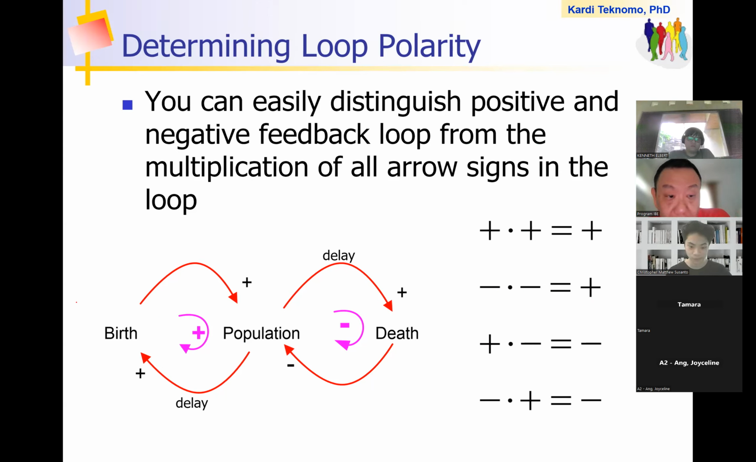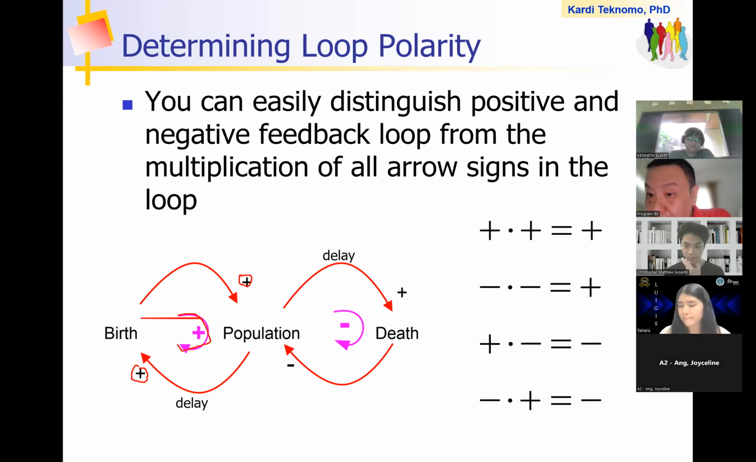For example, here, the more birds you have, the more population, right? So that is positive, correct? And then the more population that you have, of course, the more birds also. So positive multiplied by positive, now you have positive loop polarity. Is it clear or not?